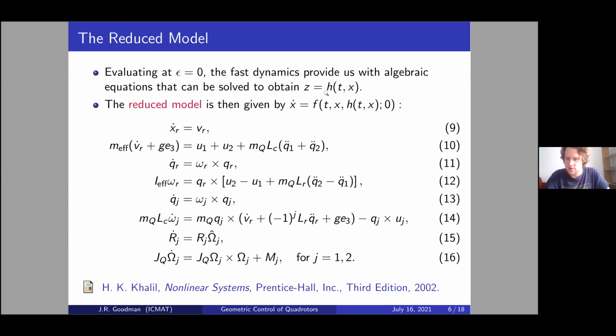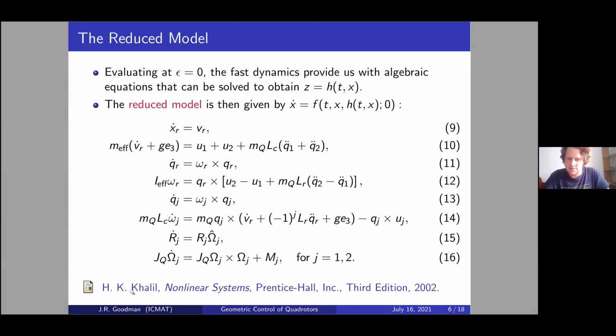So we do obtain some function H, and we substitute that back in for Z in the slow dynamics, and we obtain the reduced model. This is the reduced model down here, and it can be seen that this is the exact model one would obtain if they began with the same problem, but with inelastic cables and ran through the same variational analysis.